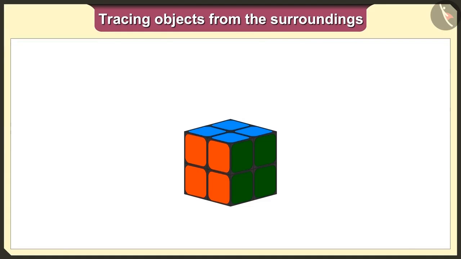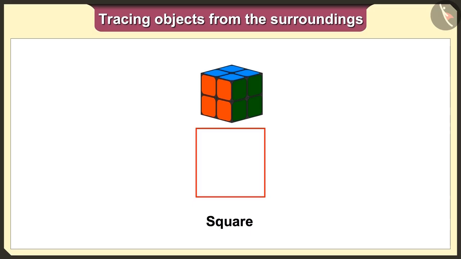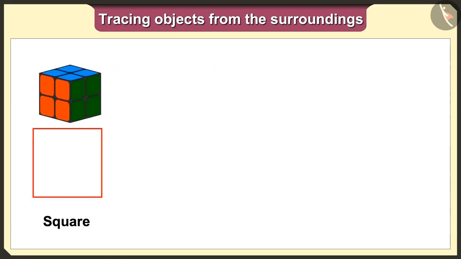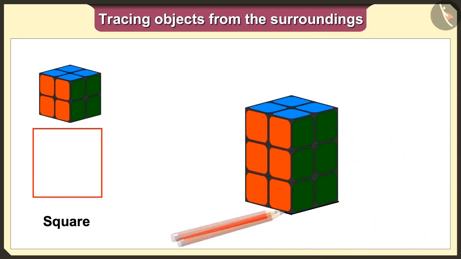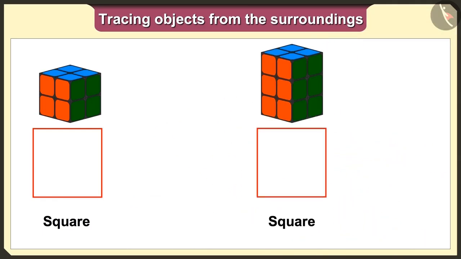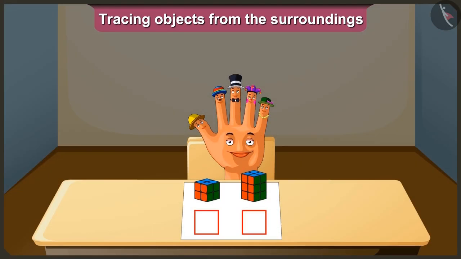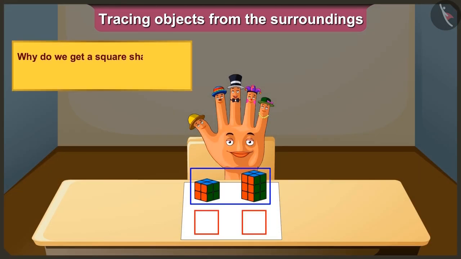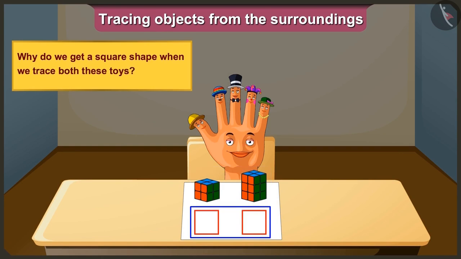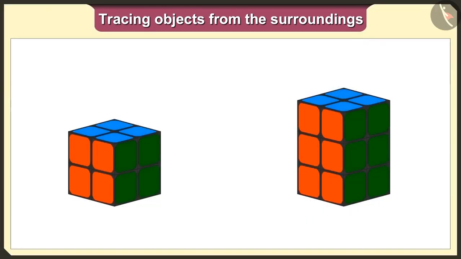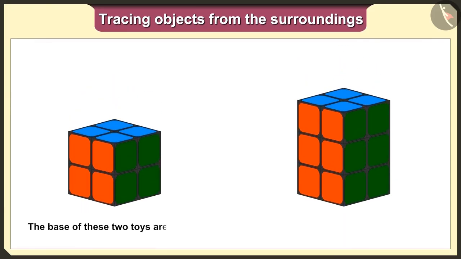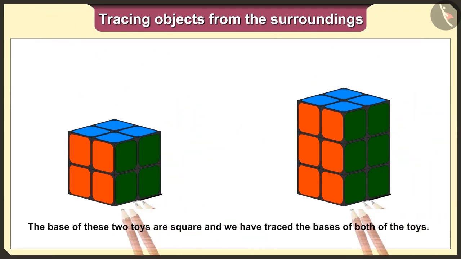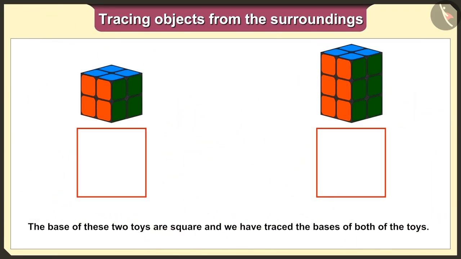If we keep this cube toy on paper and trace it, then we will get a square shape like this. And if we keep this cuboid toy on paper and trace it, then also we will get a square shape like this. Oh, but why do we get the square shape when we trace both these toys? Because the base of these two toys is square. And we have traced both the toys with their base.